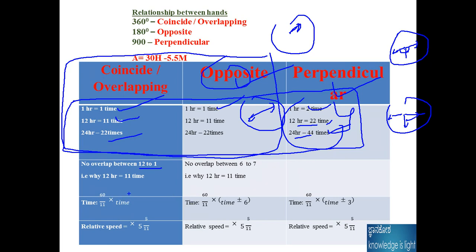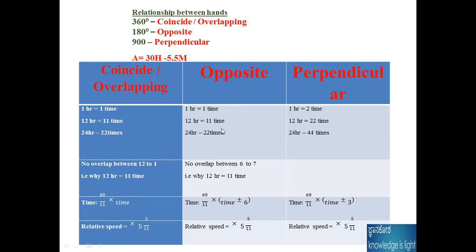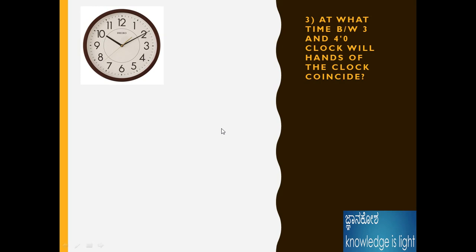Or else, use either this method or this method. This is the time relation, 16 by 11 into 10. Whatever time is given in between, we need to use this logic, either using this formula or else this one. If any relative speed is coming, we need to multiply by 5 by 11. Okay, I will show the problems here. You will understand.